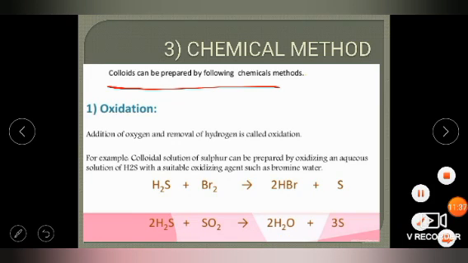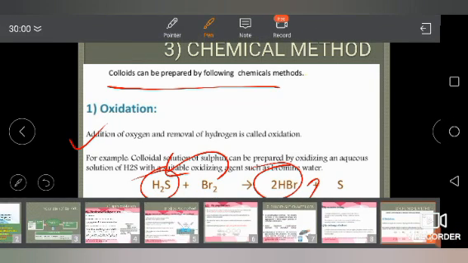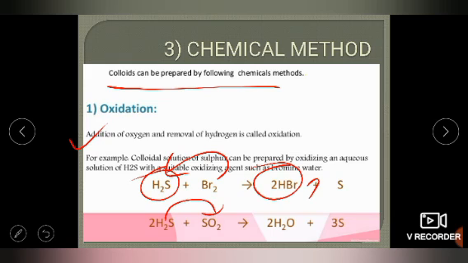For example, addition of oxygen and removal of hydrogen is oxidation. A colloidal solution of sulfur can be prepared by oxidizing an aqueous solution of H2S with a suitable oxidizing agent. This is a practical also. When bromine reacts with H2S, it forms HBr and sulfur in colloidal form. Similarly, when H2S reacts with SO2, it forms H2O, and sulfur gives the colloidal solution.